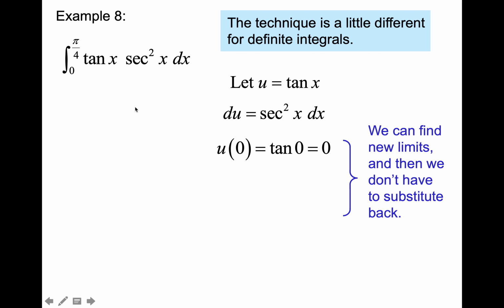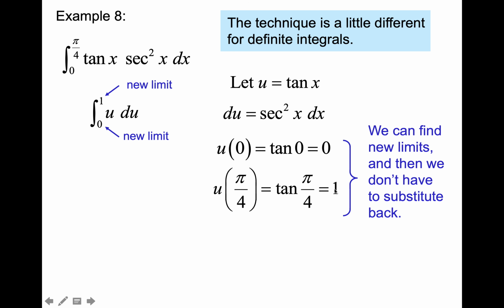So if I plug the lower limit, 0, into u, tangent of 0, I get 0. So my lower limit is going to remain a 0. If I plug in the upper limit, which is pi over 4, into my function for u, tangent of pi over 4 equals 1, so my upper limit is going to become a 1. So I'm going to replace my limits of integration with new limits of integration based on this.